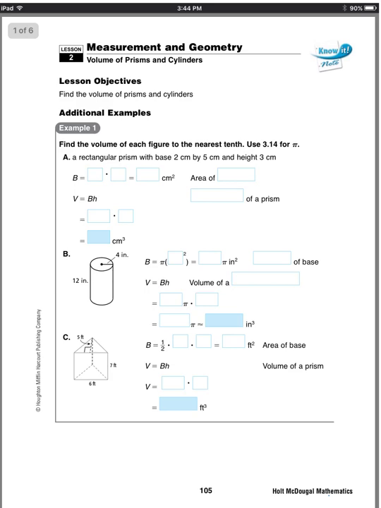Today we are learning how to find the volume of prisms and cylinders. The first thing we're going to do is find the volume of each figure to the nearest tenth. And we're going to use 3.14 for pi when we're dealing with circles.